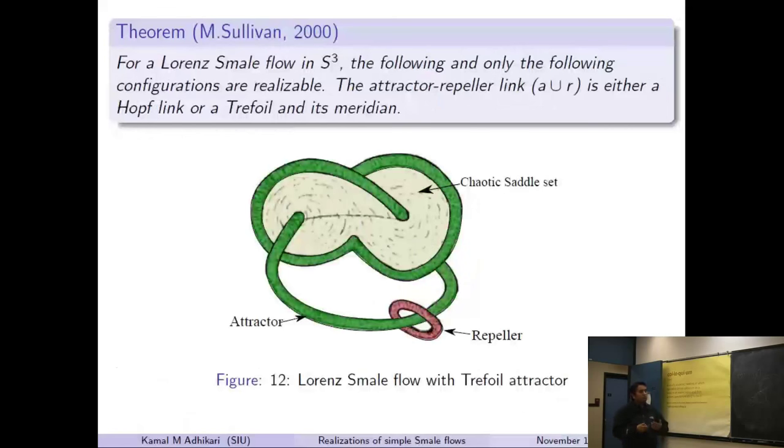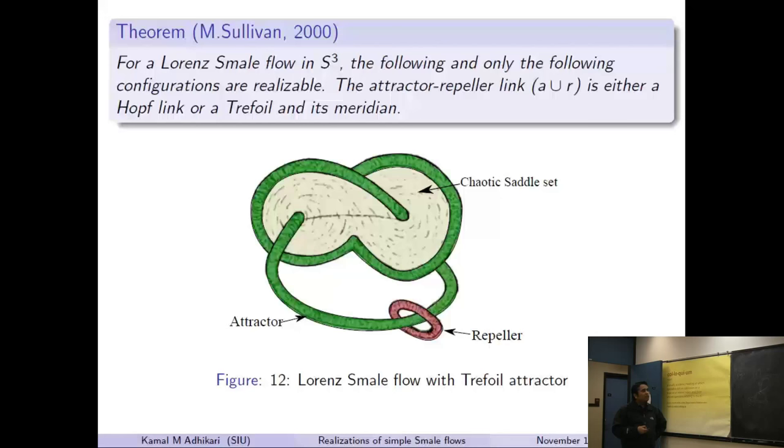After we come to know about the template theorem and the previous theorem, we can model a flow by using a template. Professor Sullivan in 2000 studied the Lorenz Smale flow by using the Lorenz template, and the result he obtained is that the attractor and repeller link is either a Hopf link or a trefoil and its meridian.